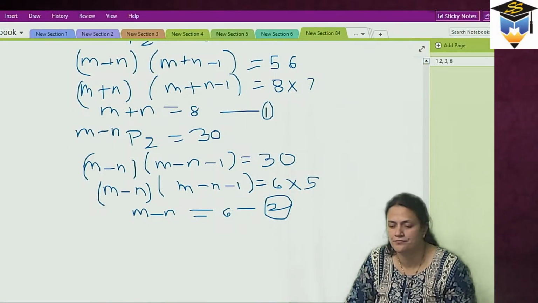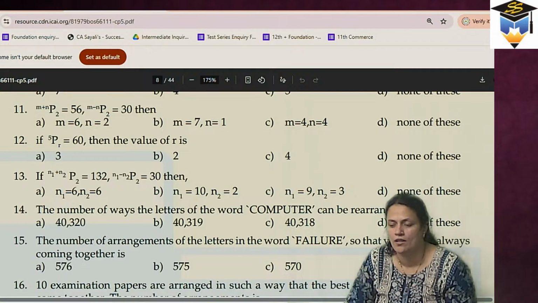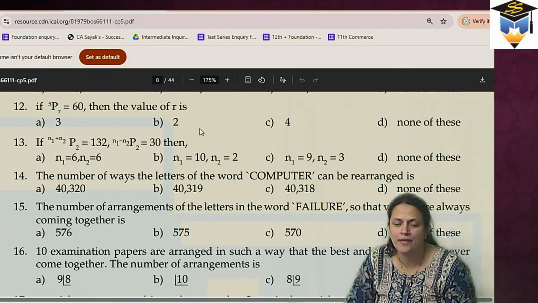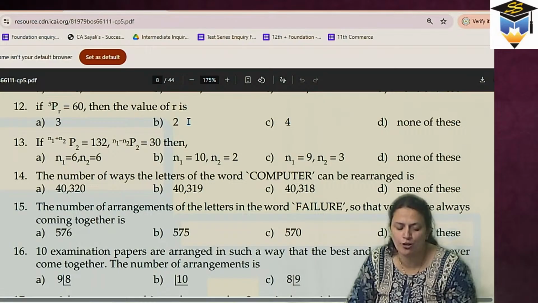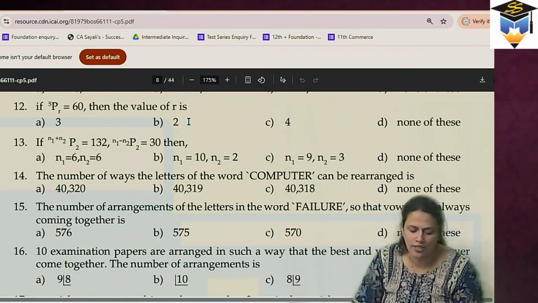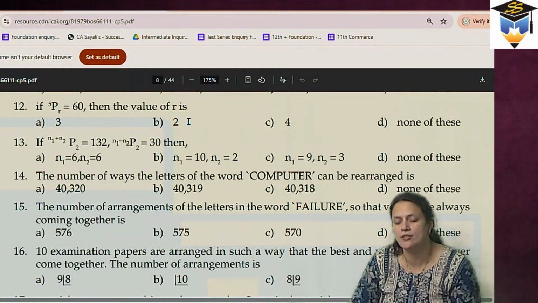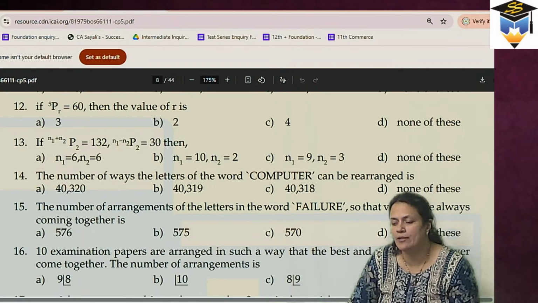Now 12th. 5pr is equal to 60. Find out the value of r. Now this is very easy. 12th one, all of you are going to solve and tell me the answer. Chalo. Solve and tell me what is the answer.